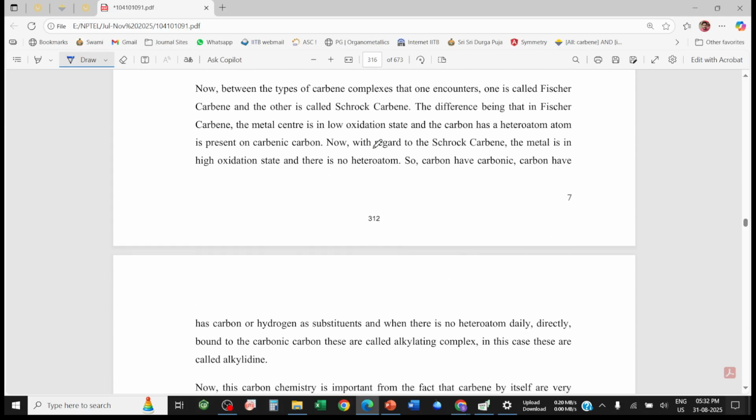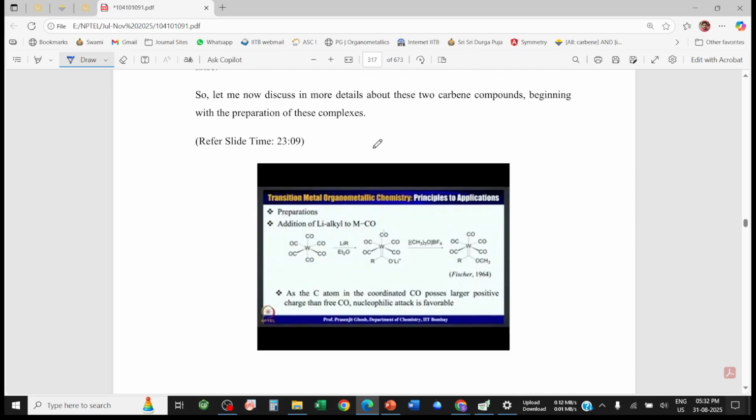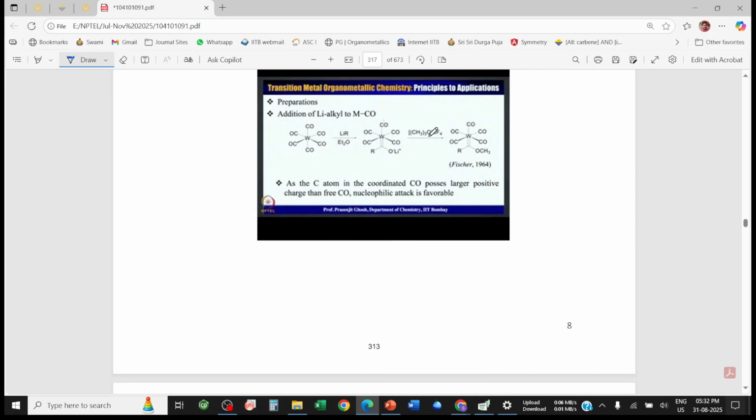And we have seen some of the reactions. Here you can see Me3O BF4. This is a strong alkylating agent. It will alkylate this to give the corresponding carbene, which is a Fischer carbene synthesized by Fischer in 1964.